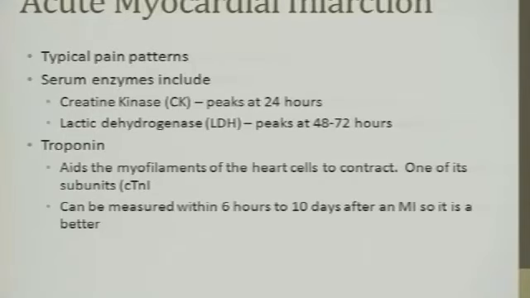Okay. So troponin actually, speaking from an anatomical normal ANP view of it, helps with that overlapping of the myofilaments in cardiac muscle cells. It's a normal substance that helps them to contract. So when that heart muscle is damaged, it's released into the blood. Okay. And I guess the reason they like it is because it can be measured at 6 hours after an MI up to 10 days. So it's a pretty good measure of damage to the heart muscle. Okay. Kind of cool.